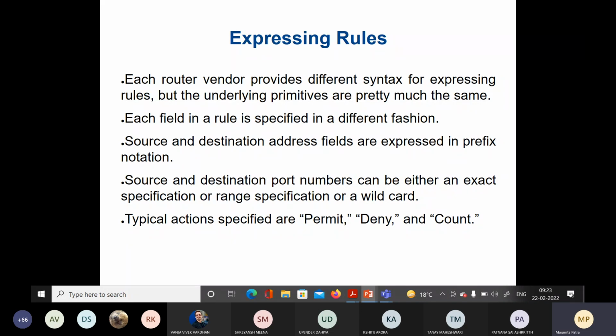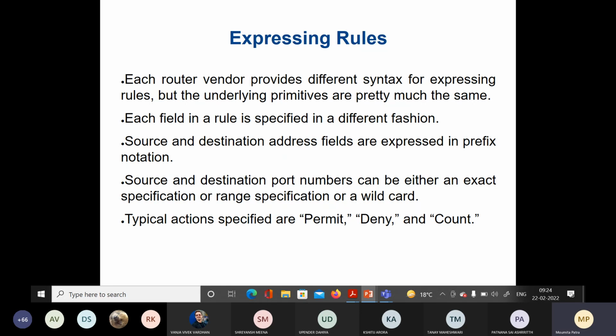Then when different vendors have different syntax for expressing rules, they can also have different fields in a router which can be specified in a different way. So whenever a check is made at the router's end, it might be different for different routers.